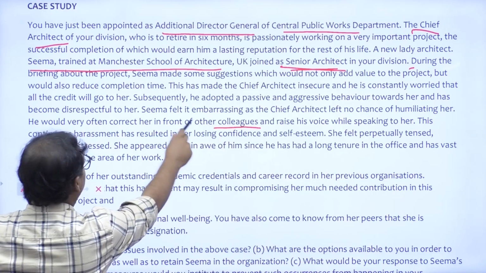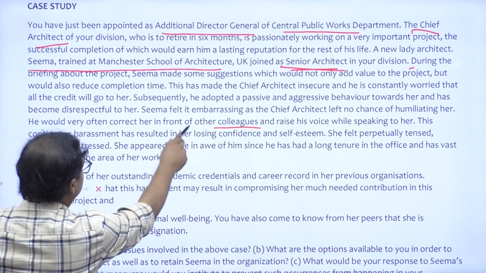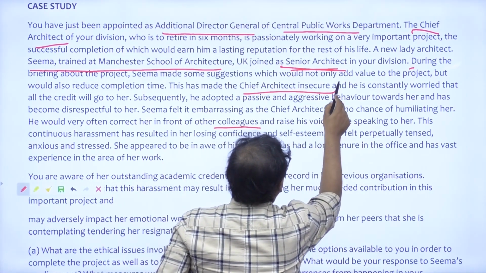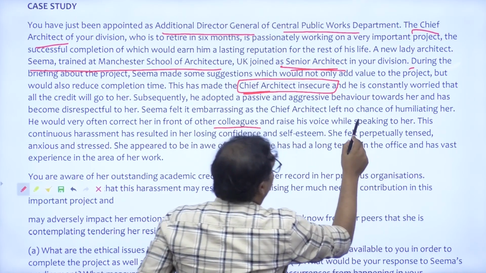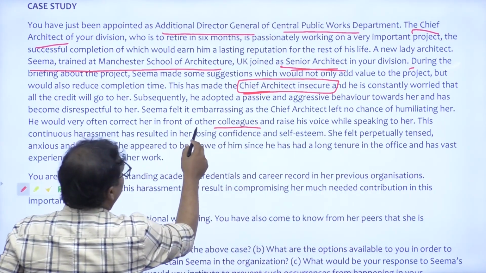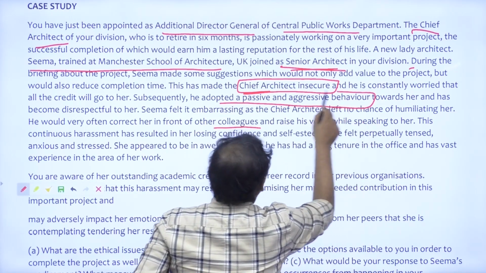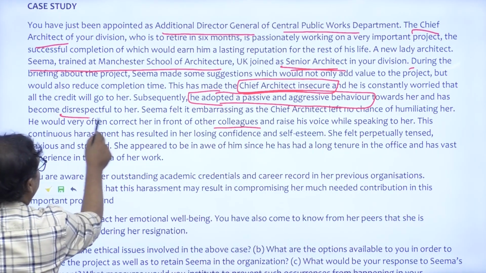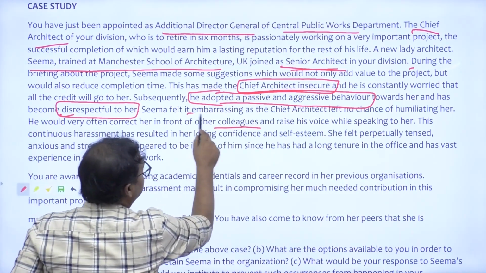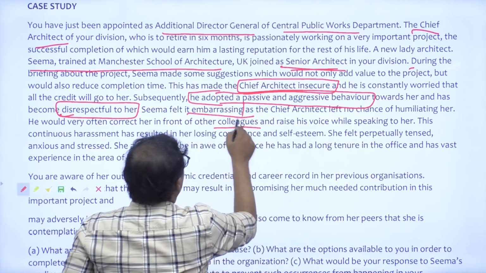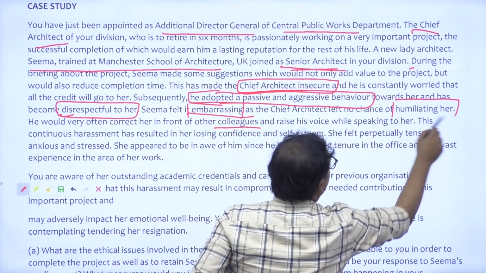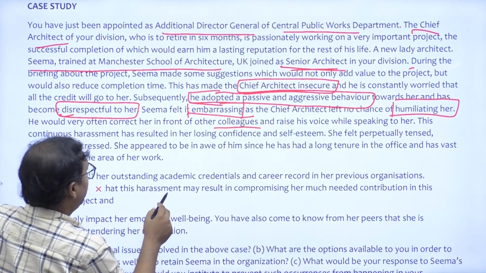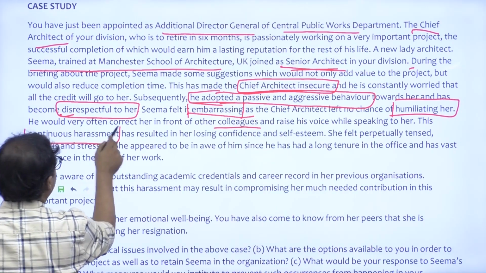A new lady architect. During the briefing about the project, Seema also substitution. This has made the chief architect... We'll go to her. Subsequently, he adopted this towards her and has become disrespectful to her. These are then embarrassing, humiliating her. Like these are the issues. Harassment, yes, continuous harassment.